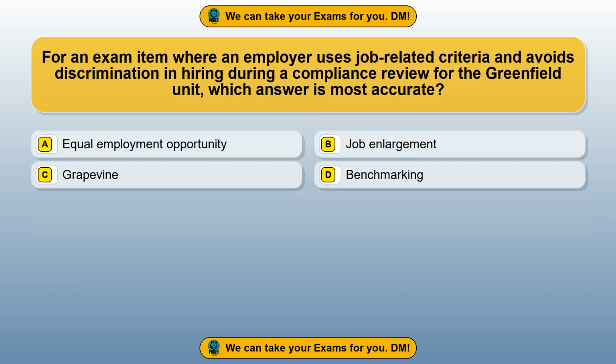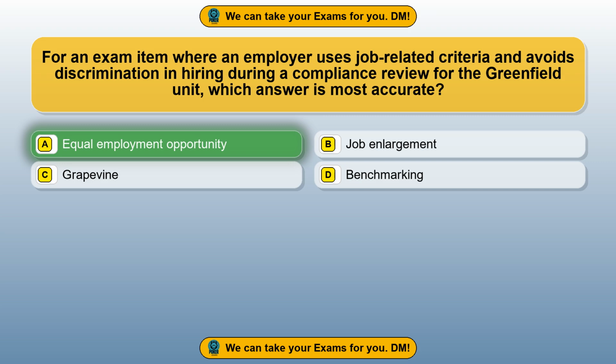Question 91. For an exam item where an employer uses job-related criteria and avoids discrimination in hiring during a compliance review for the Greenfield unit, which answer is most accurate? Option A, equal employment opportunity. Option B, job enlargement. Option C, grapevine. Option D, benchmarking. The correct answer is option A, equal employment opportunity.